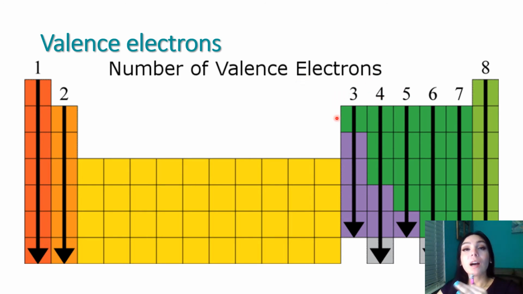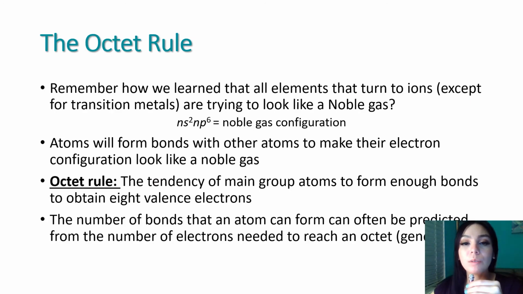So this comes from the electron configuration. Remember, many elements, almost everything, have a noble gas core, and whatever's left are valence electrons. So that is where these are coming from. We've learned throughout the semester many times that elements like to have configurations that look electronically like noble gases. And we establish a rule called the octet rule from that. It's the tendency of main group atoms to form enough bonds to obtain 8 valence electrons.